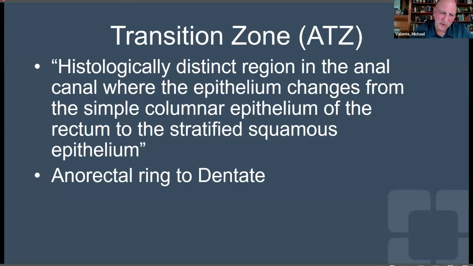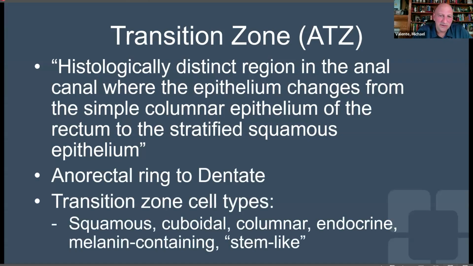And it'll make more sense when I show you the picture again, because I flew by it in the first picture. So now I'm just trying to see how much you know. So the anorectal ring to the dentate line, it's about halfway through the anal canal. That is the transitional zone. And what's in there? A lot of different cell types. They're transitioning. A lot of cell turnover, a lot of stem cells.